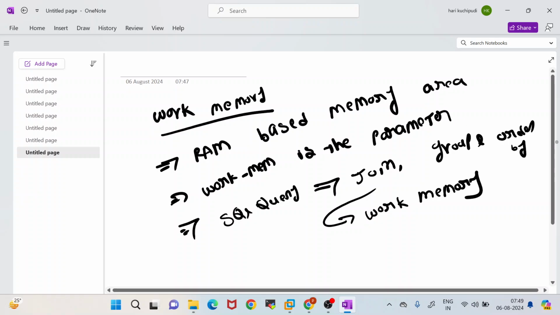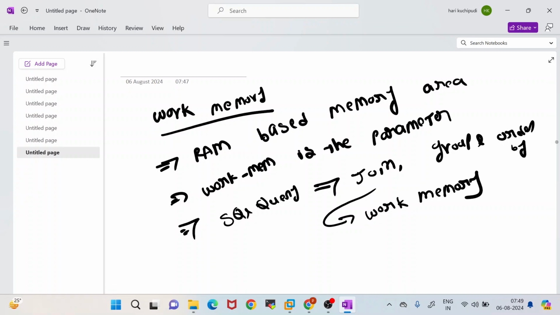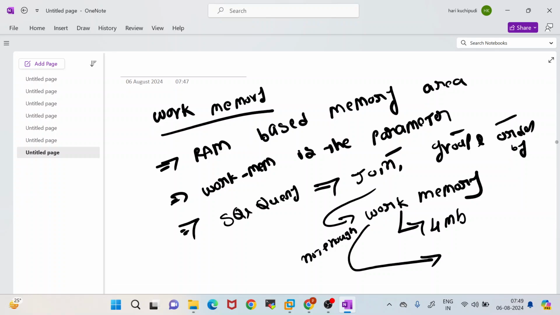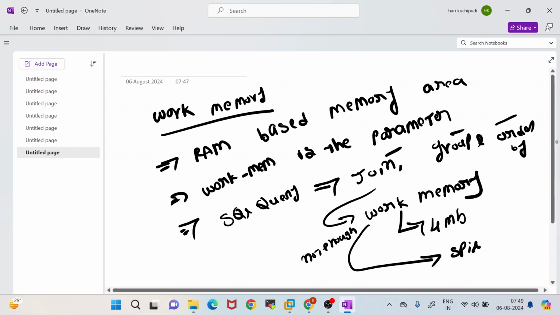What is the default value of this work memory? The default value for work memory is 4 MB. If the work memory is not enough to hold the intermediate operations we have discussed, like join or group by or order by, then the operations will spill onto the disk.